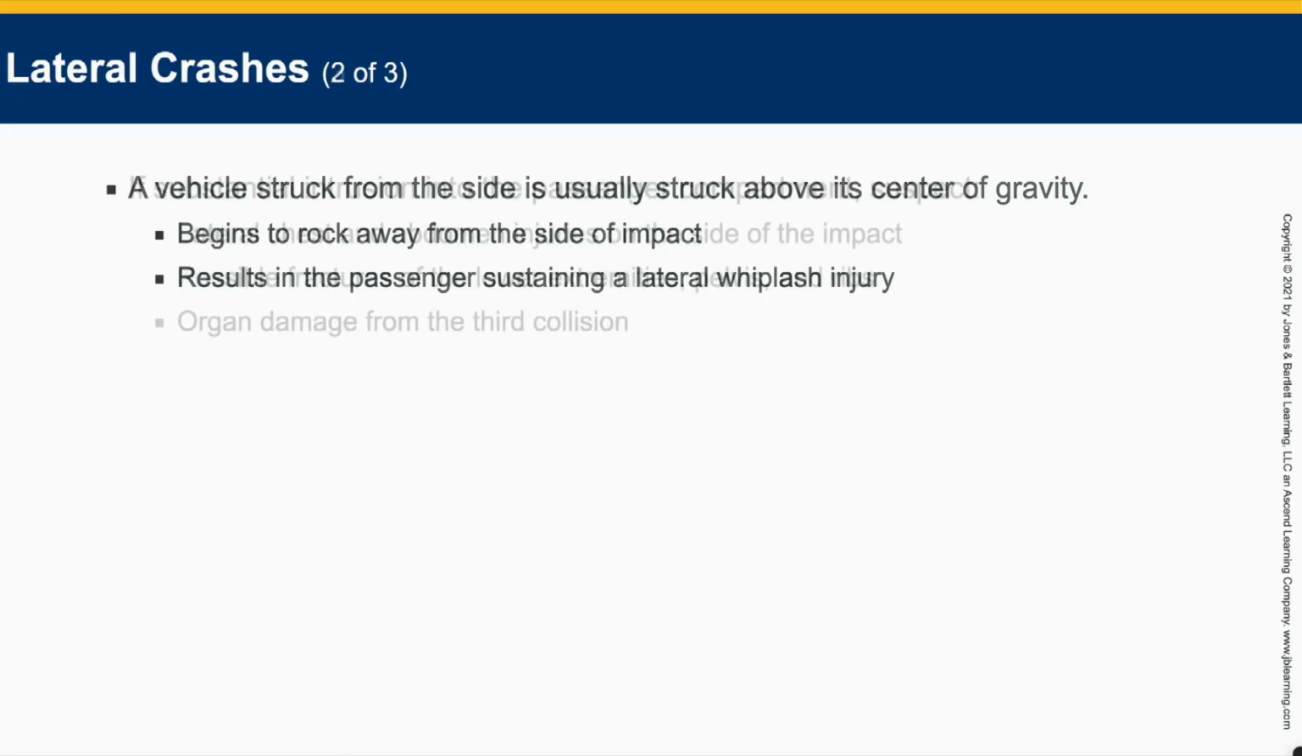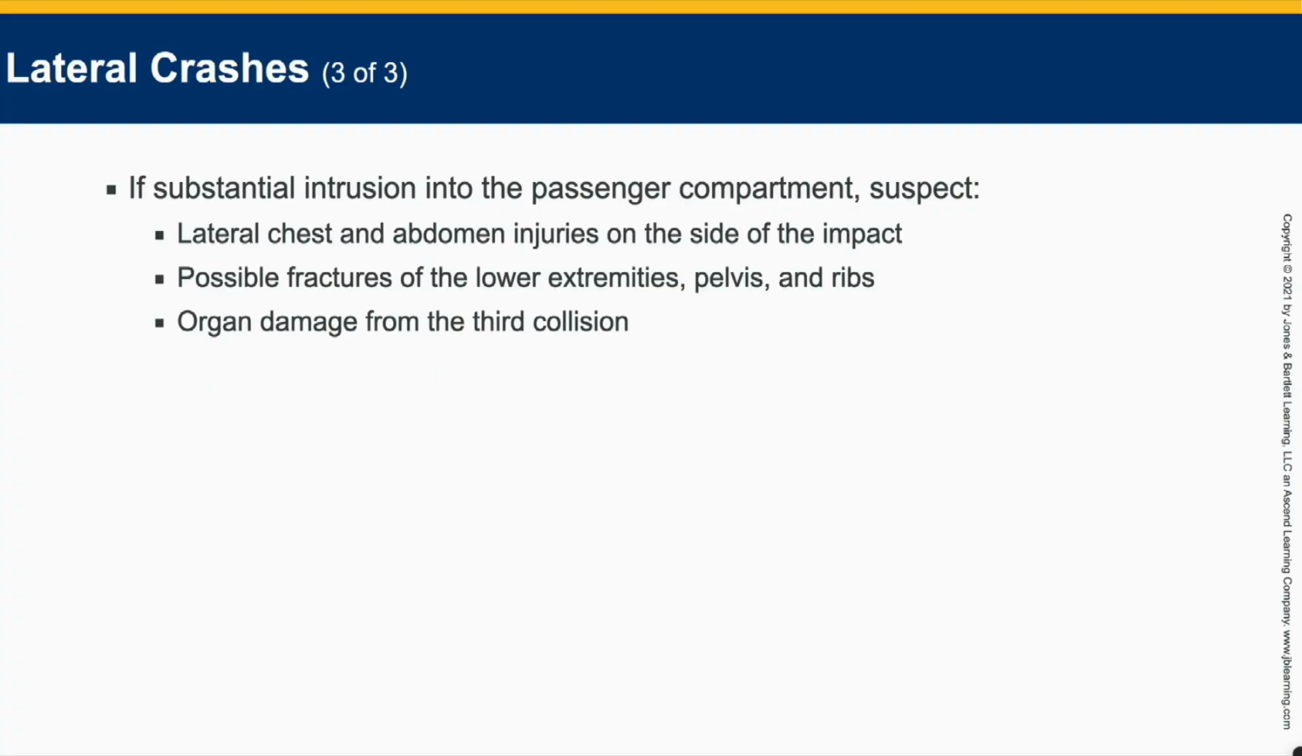Wrapping up lateral crashes, let's talk about what happens when there's significant intrusion in the passenger compartment. If the side of the vehicle is pushed in, you should immediately suspect injuries on the same side of the body. That includes chest and abdominal injuries, especially to organs like the lungs, liver, or spleen. You also should be thinking about fractures, particularly the ribs, pelvis, and lower extremities. And just like with other high energy mechanisms, don't forget about that third collision, the internal movement of organs, which can cause serious damage.